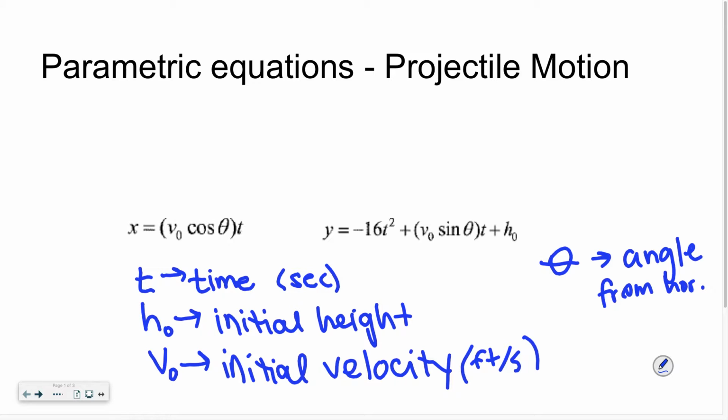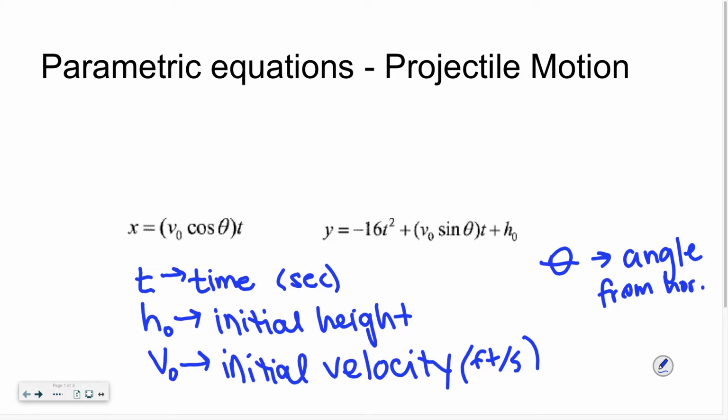Okay. Now, we've separated this motion into a set of parametric equations. X is describing what kind of motion? Horizontal. Y is describing our vertical motion. So if I'm asking you a question about how high the ball is, we would want to work with the Y equation. If I'm asking you something about how far the ball went, you would want to use the X equation. Okay?